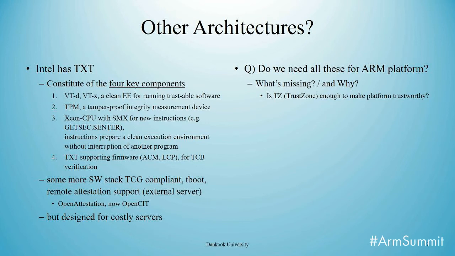That is Intel, and Intel has Trusted Execution Technology, TXT. TXT has four components. It has to support virtualization extensions. It has to support a tamper-proof integrated measurement device. It needs some new instructions, say GETSEC SENTER, a specific instruction that prepares a clean execution environment. And fourthly, it needs firmware called the authenticated code module. Those four key components are essential hardware requirements for implementing Intel TXT. There are also more software stacks specified and standardized in the TCG stack.